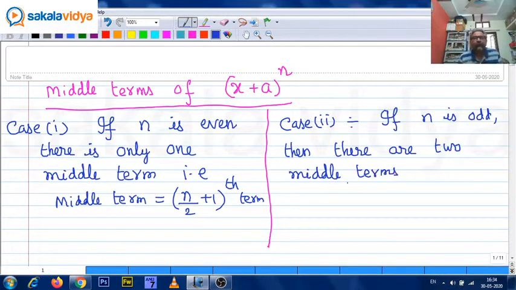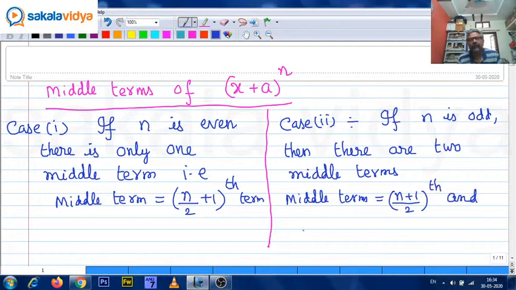What are they? Middle terms are (n+1)/2 and (n+3)/2 terms. Okay, so these are the formulas. If you want to find the middle terms, we shall make use of this concept. So this concept is enough. I will discuss it in the problems.